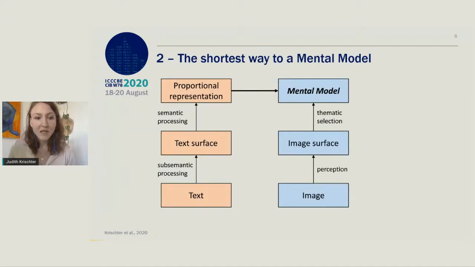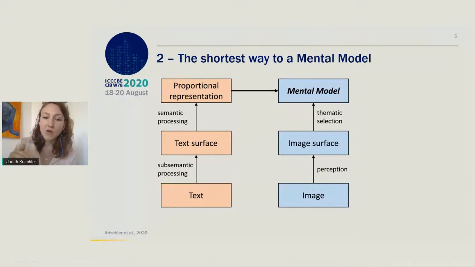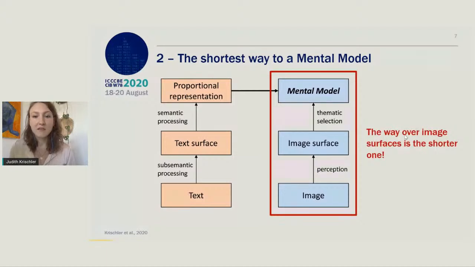Why do we want to use VR to approach the mental model? There are many benefits of VR, but one main concept we have to understand is that we want to go the way from the image perception to the mental model, which is a lot shorter than going over text surface perception, which involves heavy semantic and subsemantic processes for the brain. This is why we would like to use VR for that. So the way over image surfaces is the shorter one.